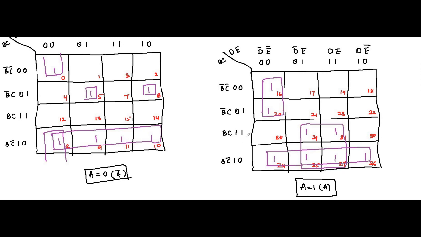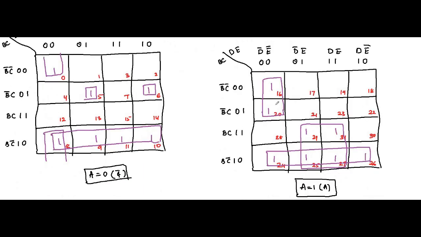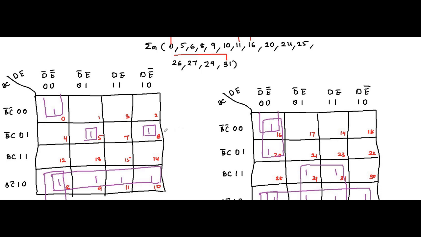Also see why we are doing this. Here 0 and 8, we have a pair at identical positions, that is B bar C bar, B C bar, and here D bar E bar. Here also the same thing, identical positions in the two K-maps, B bar C bar, B C bar and D bar E bar. We can also form a pair. It will lead to further minimization. That's why we're doing it. Now we have to identify the common variables.